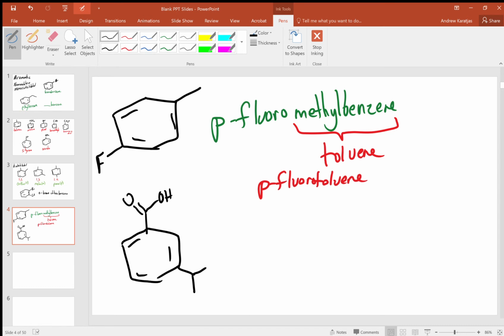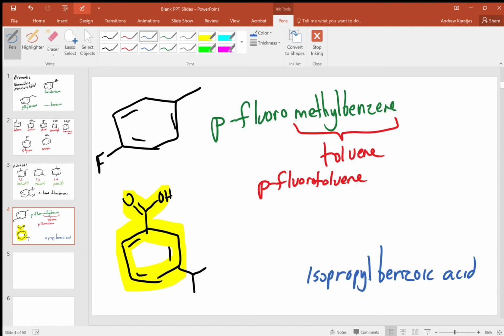And so again, here we can see we've got another compound that is going to have one of our common names, because we've got the carboxylic acid group. So now, again, instead of using benzene as our parent name, we can use benzoic acid. With benzoic acid here, we have an isopropyl group. And then to reflect that the relationship of the two groups is 1,3, we would call this meta, or M-isopropylbenzoic acid.